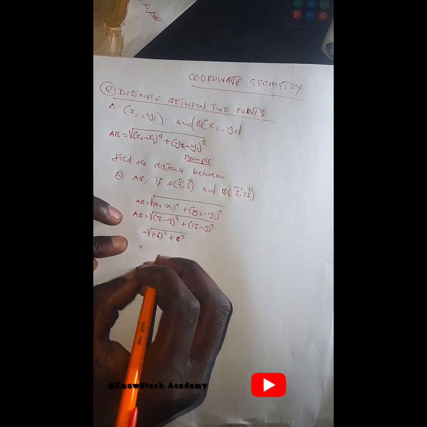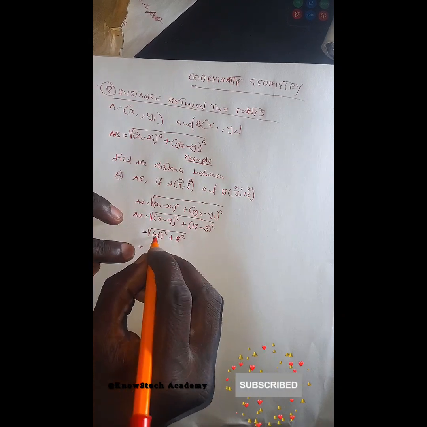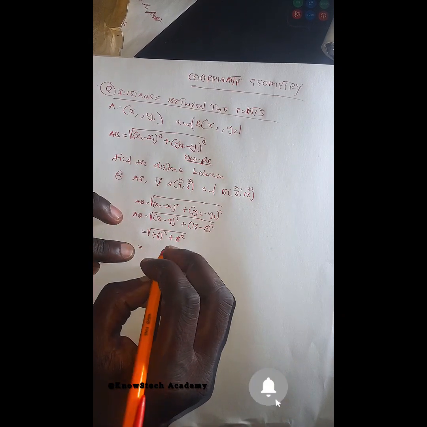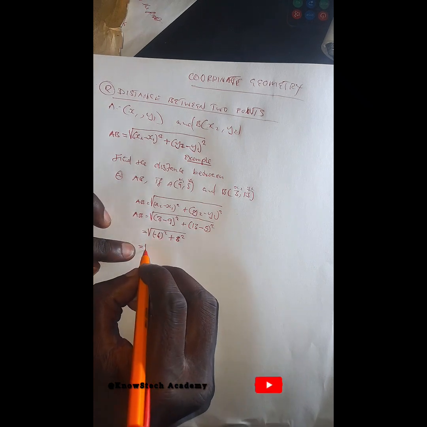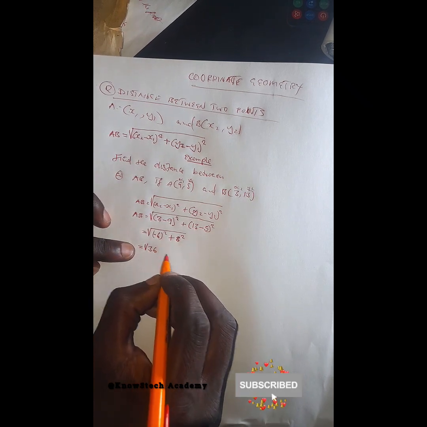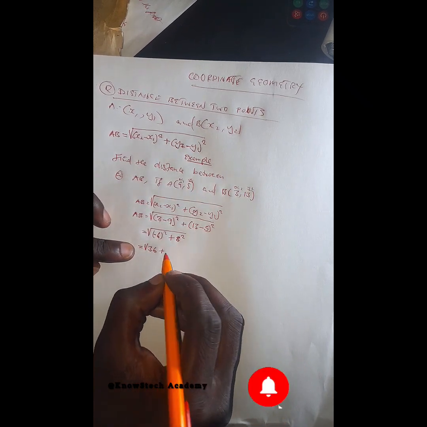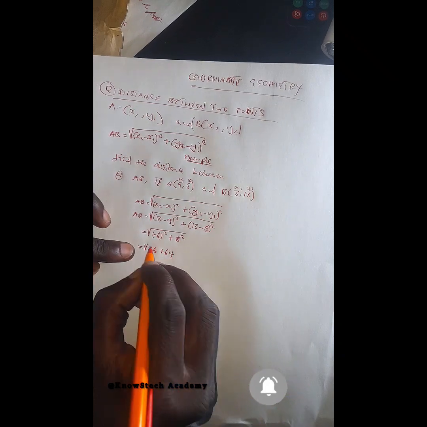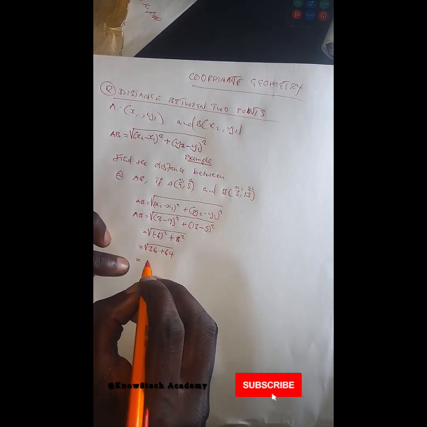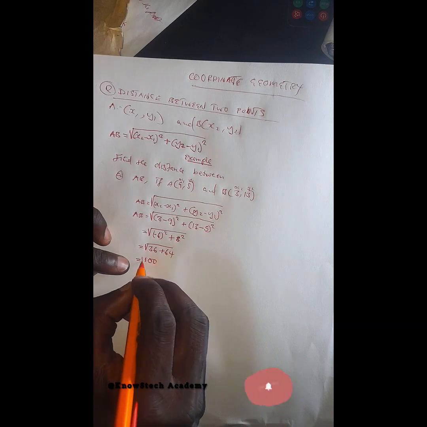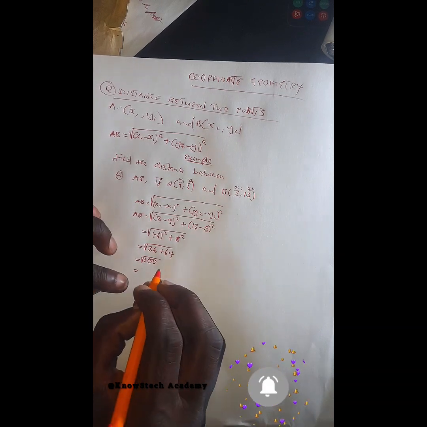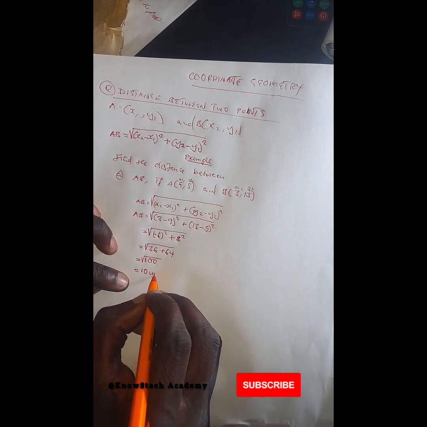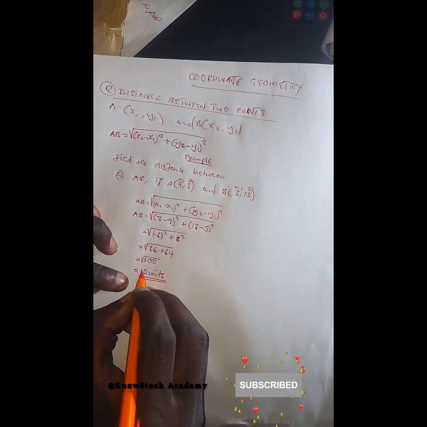Now, negative 6 squared means negative 6 times negative 6, which will be positive 36. 8 times 8 is 64. 36 plus 64 is 100. The square root of 100 is 10 units, and this is the answer.